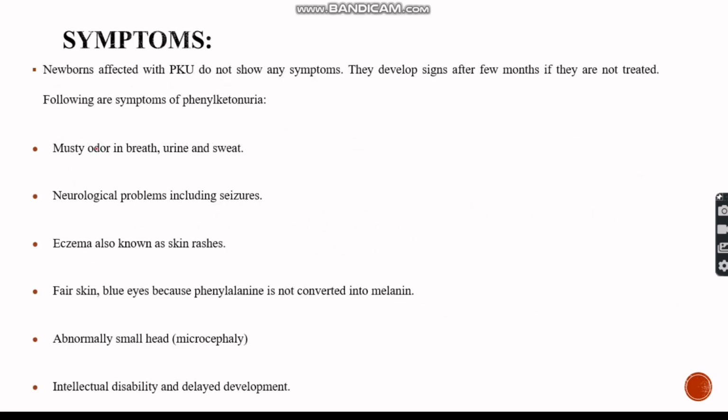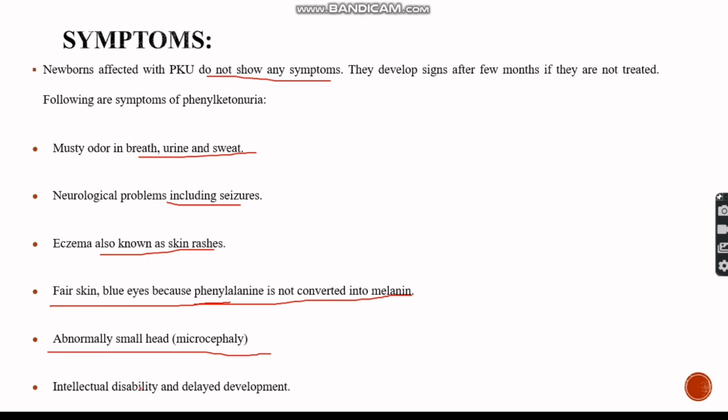Symptoms: newborns affected with PKU do not show symptoms. They develop signs after a few months if they are not treated. So the following are the symptoms of phenylketonuria: musty odor in breath, urine, sweat, neurological problems including seizures, eczema, skin rashes, fair skin, blue eyes because phenylalanine is not converted into melanin, abnormally small head, microcephaly, intellectual disabilities, and delayed development.